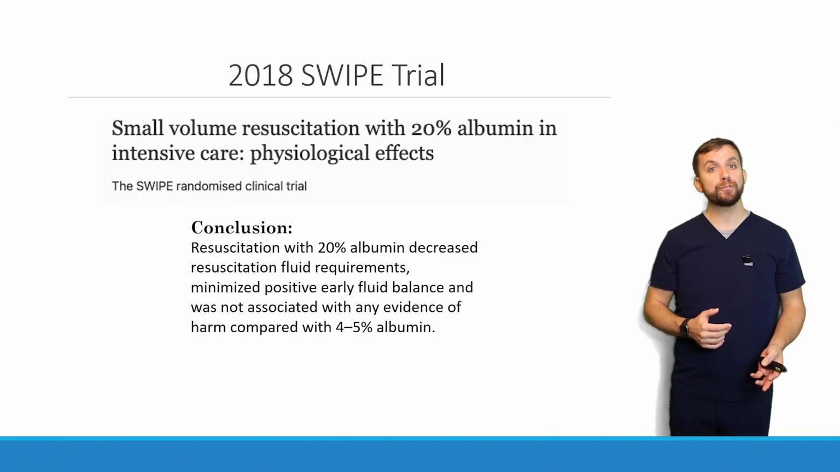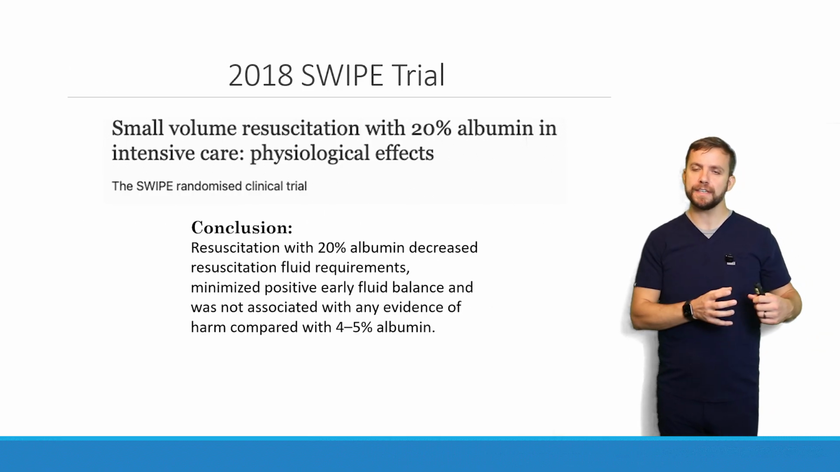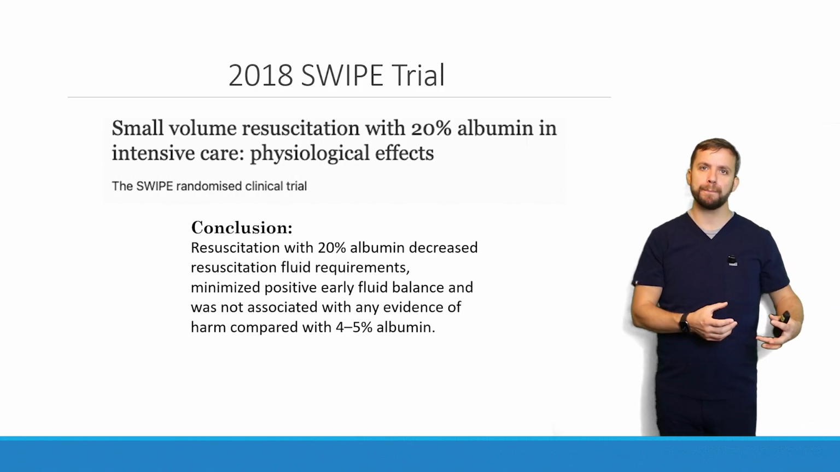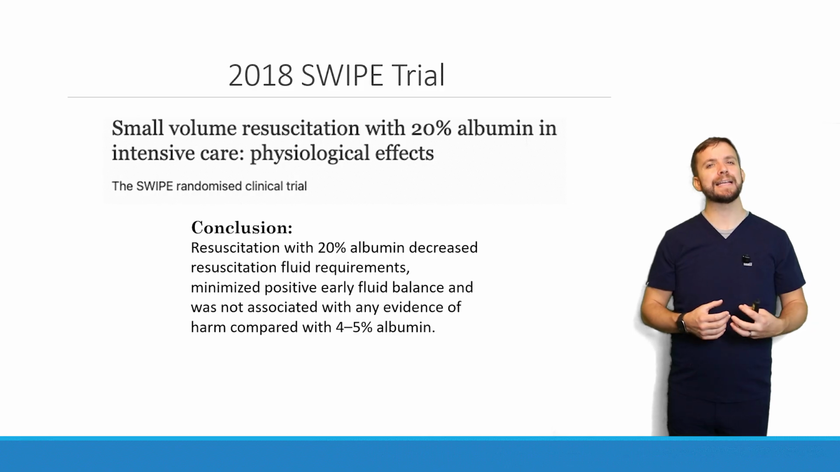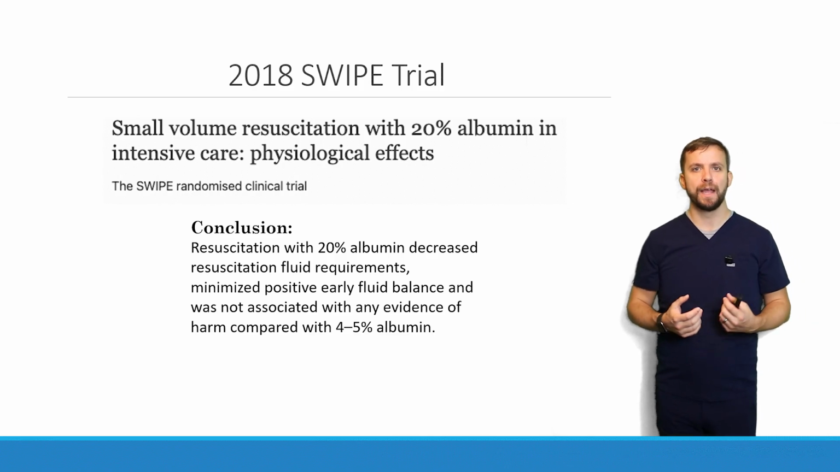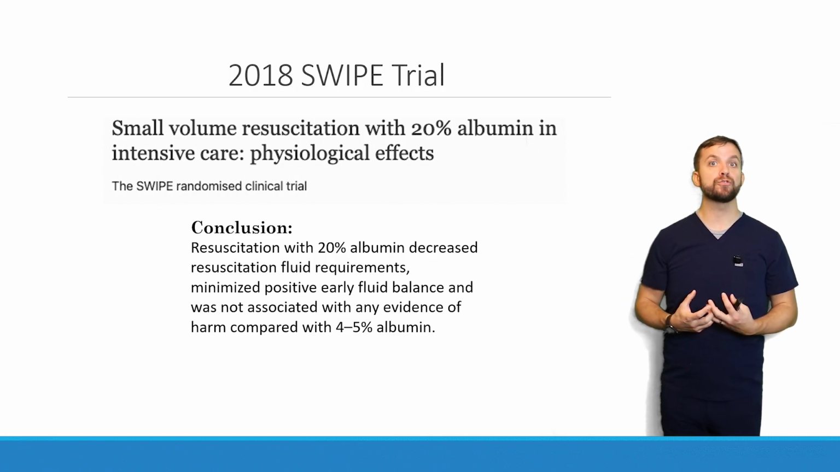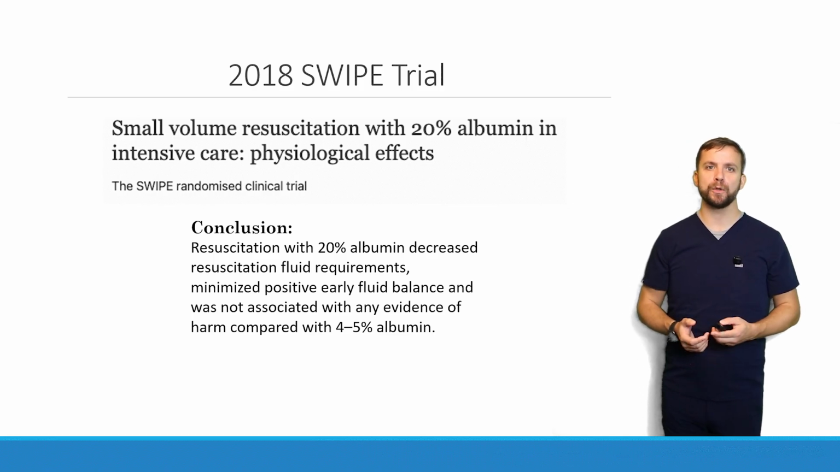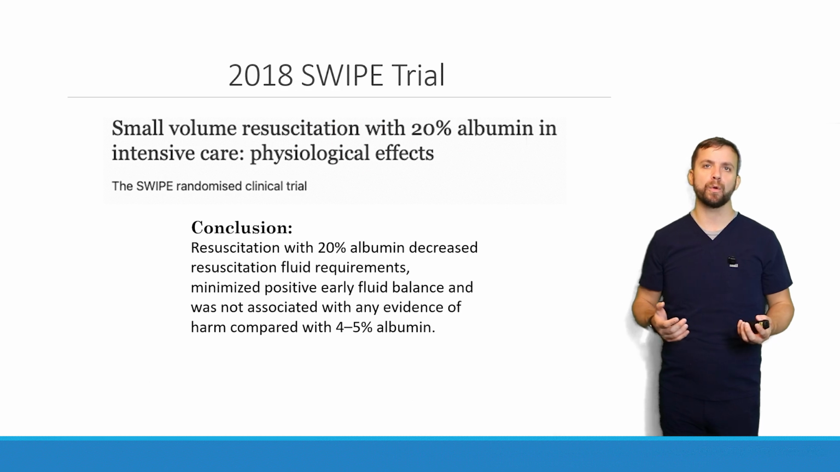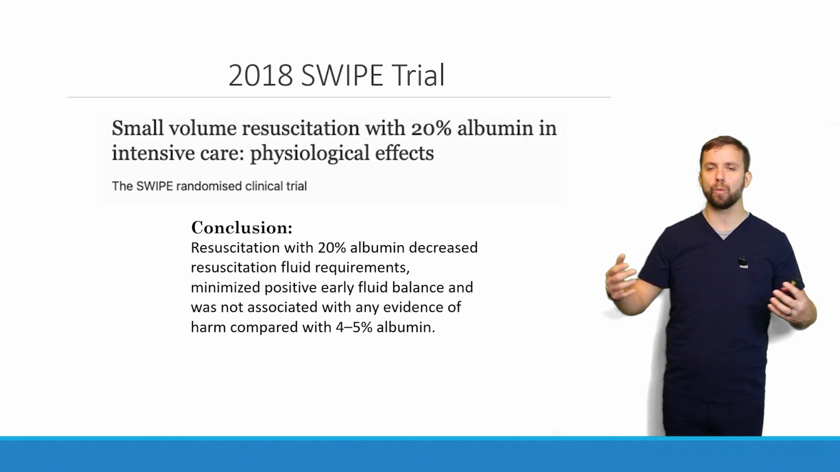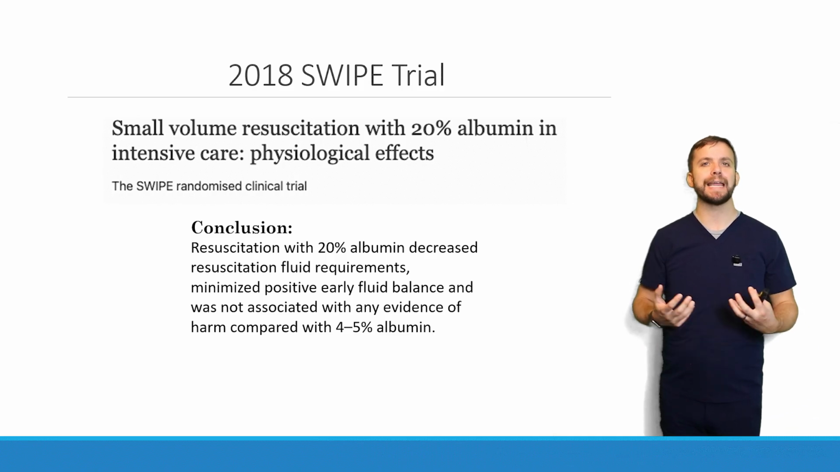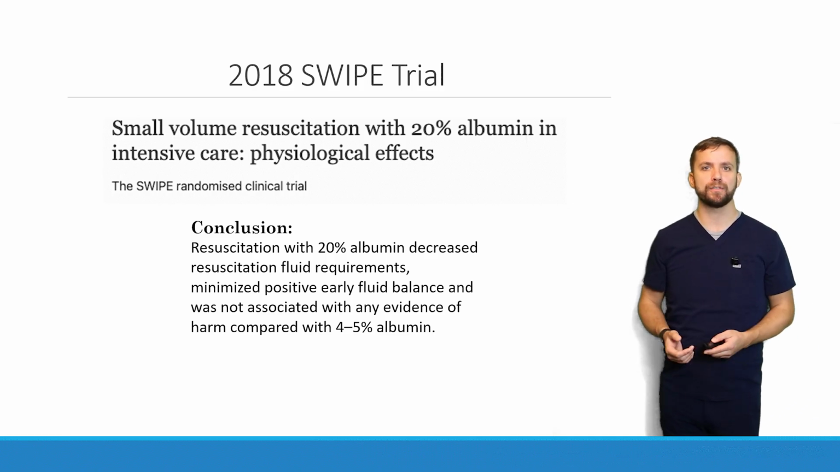2018, there was the SWIPE trial. This looked at small volume resuscitation. So this one used 20% albumin. Typically in the US, we have 25% albumin, but either way, it's this hyperoncotic albumin that'll help keep things intravascular. And what they found was that by using that 20% albumin, it decreased the resuscitative fluid requirements. You didn't have to give as much because it wasn't leaking out into the interstitial space. It was staying intravascular, so you didn't have to give as much volume.